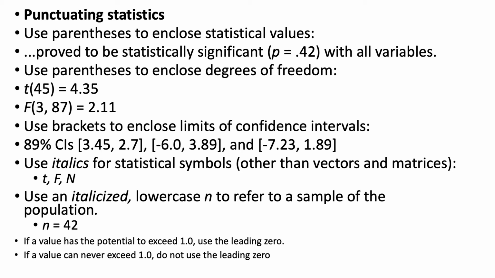Use italics for statistical symbols. That means italicize t, F, p, N, degrees of freedom, all that stuff. And use an italicized lowercase n to refer to a sample of the population. So that means your sample size. This is important. If a value has the potential to exceed 1, use the leading 0. If it does not, like our p-values, you do not use leading zeros.